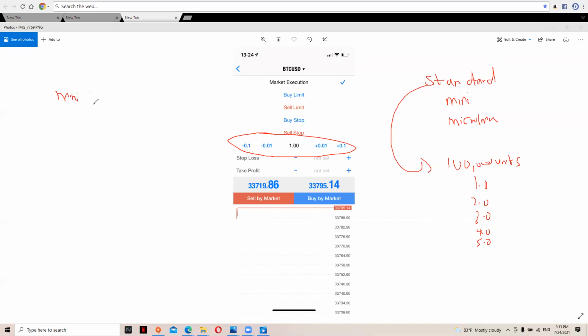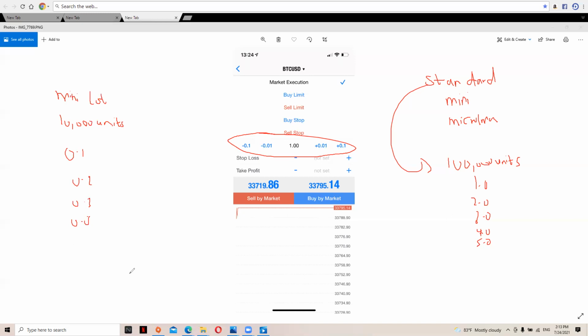Now we have a mini lot size. A mini lot size contains 10,000 units, which is also represented by 0.1. So this is very simple: 0.2, 0.3, 0.5, what have you.